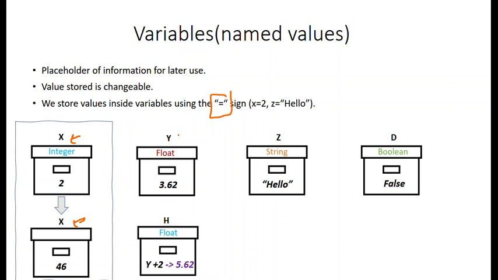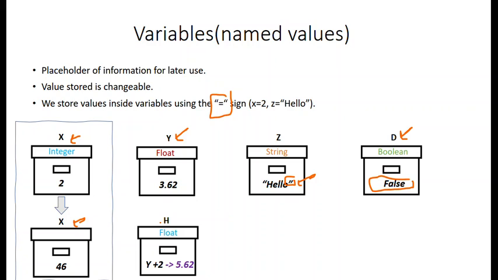In the same way here, we have the variable y. Inside y, we have placed a decimal or a float number, which is 3.62. In z, we have placed a value of a string data type, which is hello. And keep in mind that string values are always enclosed within quotations. These are quotations. Fourth thing, we have created variable d. Inside d, we placed a value of a Boolean data type, which is either true or false. In this case, we have placed the value false.